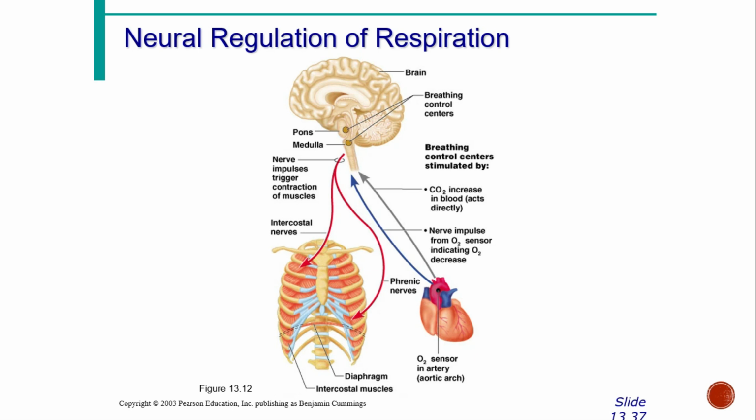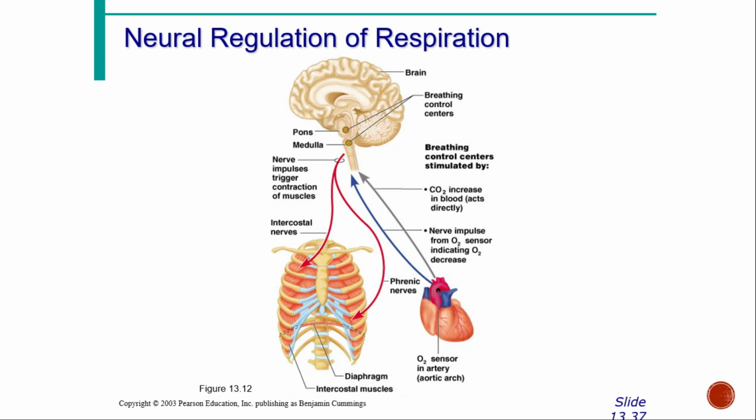lungs. As soon as more oxygen is absorbed in the blood, the aortic arch senses the oxygen concentration in the arteries, and it sends a message to the breathing control centers in order to control the concentration and partial pressure of oxygen. So ultimately, nerve impulses from oxygen sensors indicate the oxygen level and decrease its concentration by stopping the inspiration process.